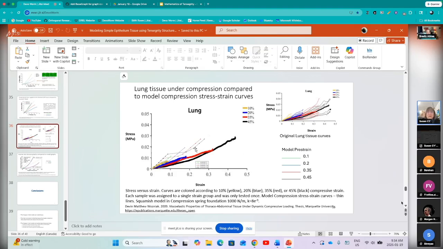And my model actually did that in some instances. So that was interesting as well. I could get it to flip from 10% on the top and 45% on the bottom to having 45% on the top and 10% on the bottom, just depending on the parameters I used. So I could play with it that way, which was a surprise.